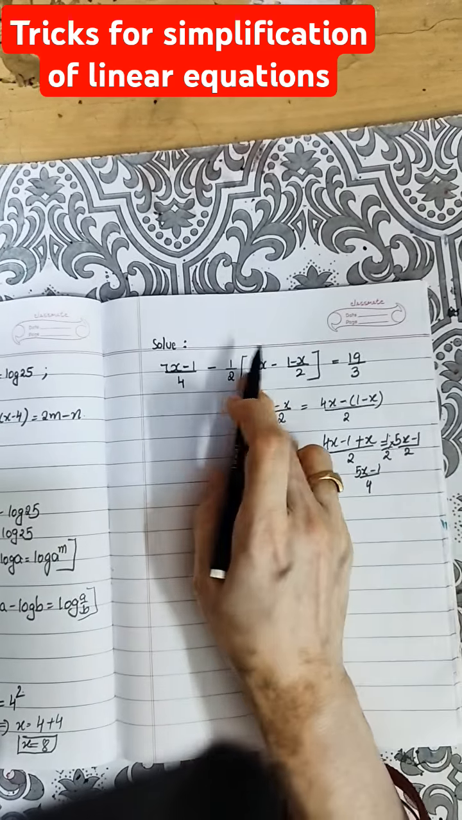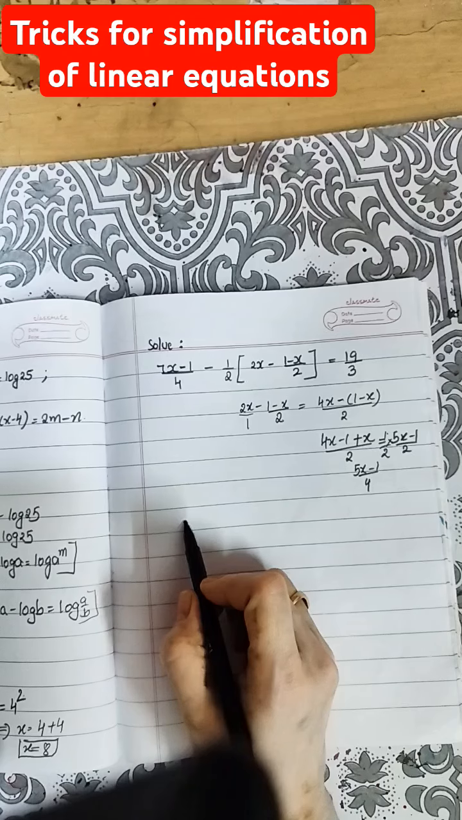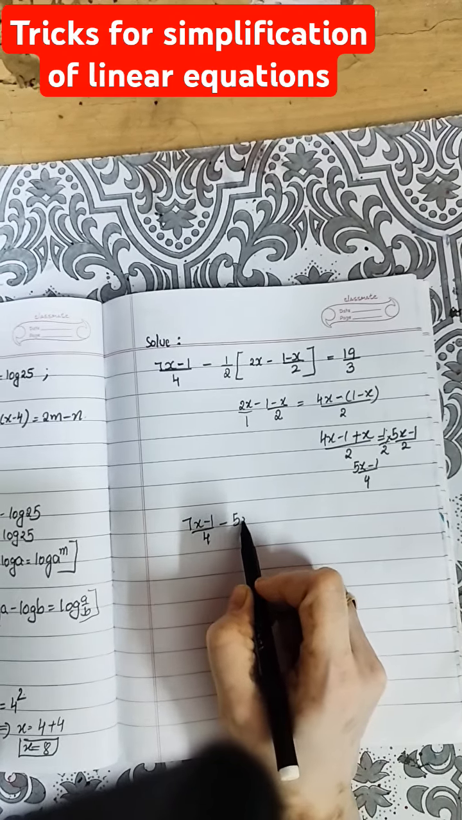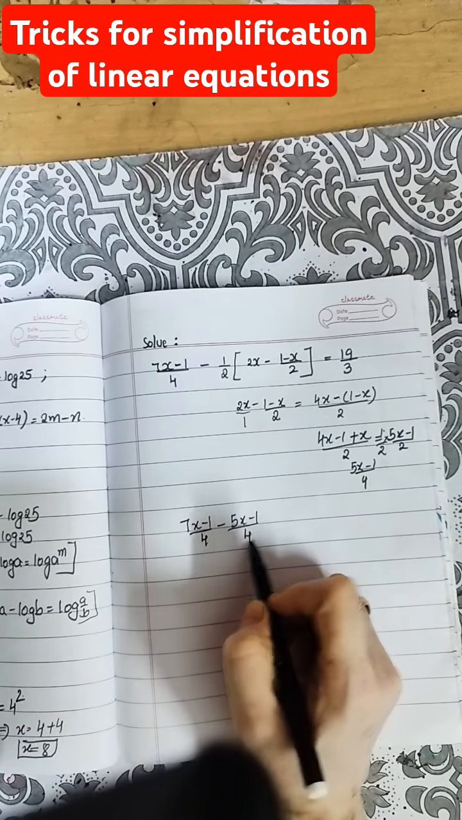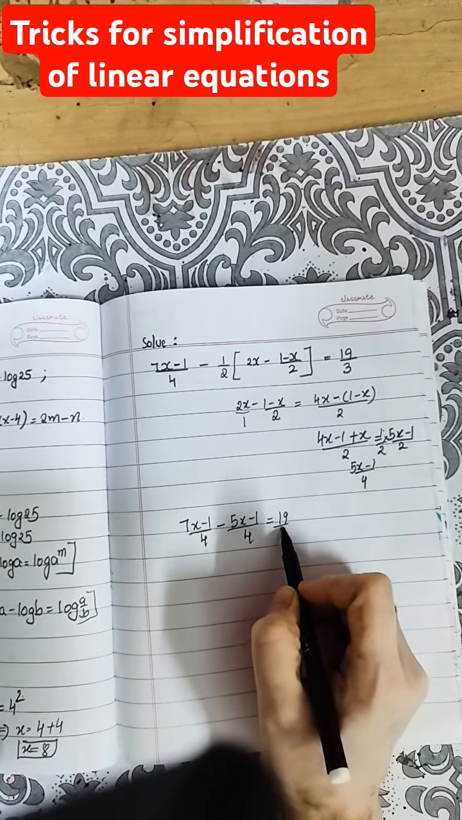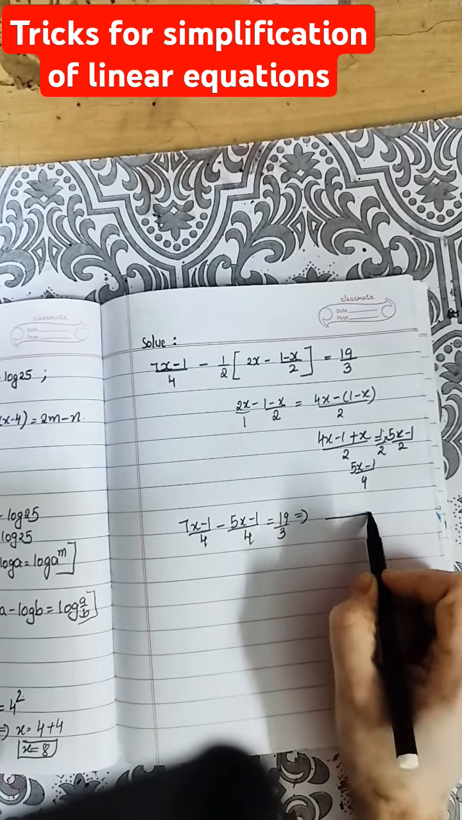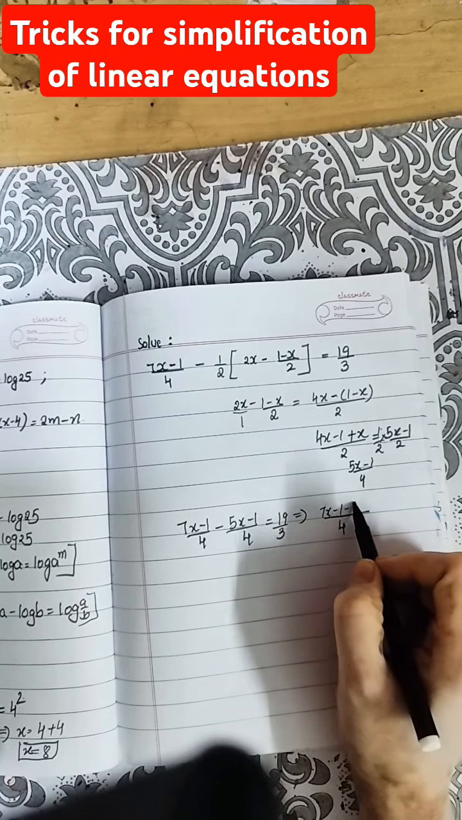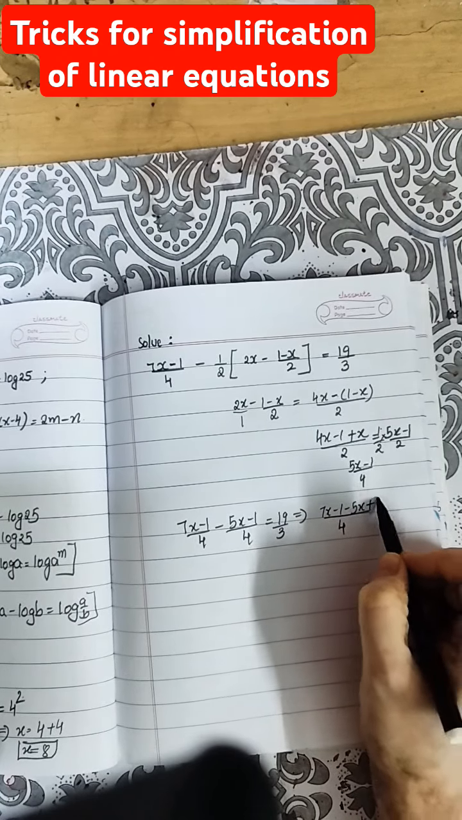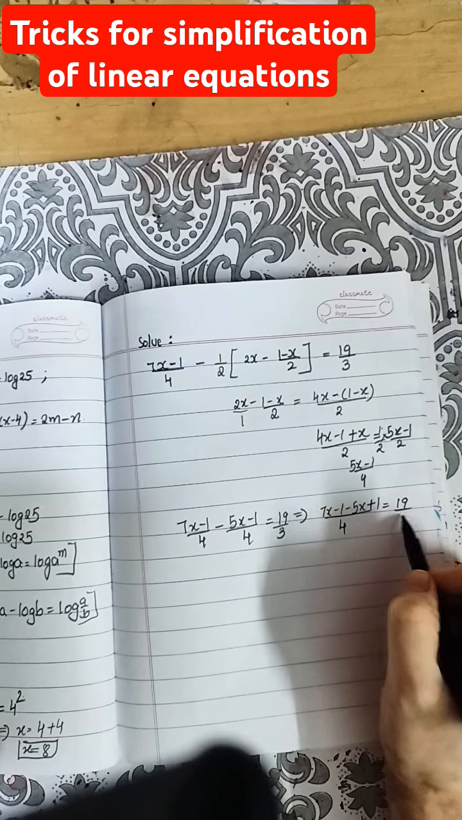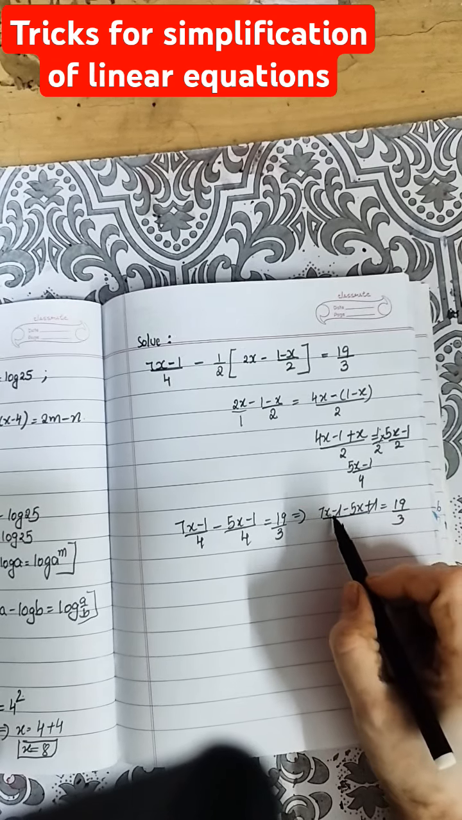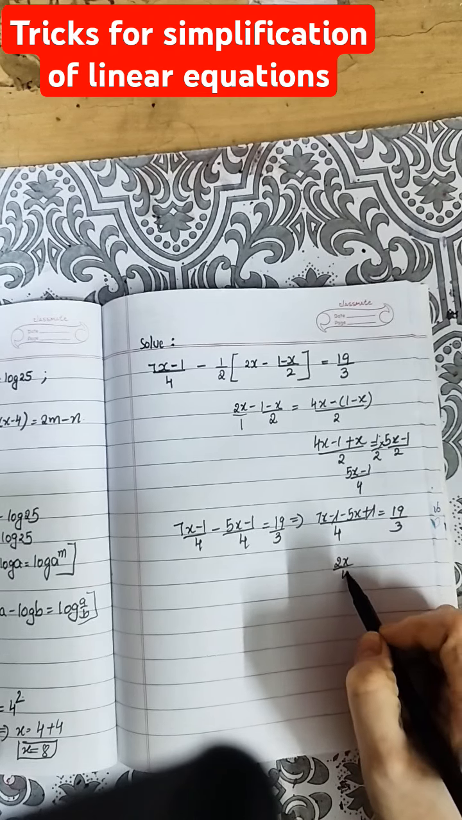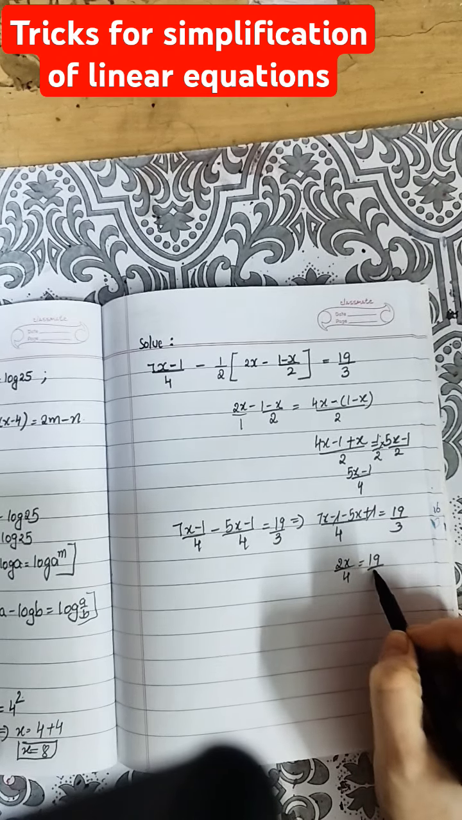Okay, this term, the full term. So 7x minus 1 by 4 minus 5x minus 1 by 4 equal to 19 by 3. So the common denominator is 4. So 7x minus 1 minus 5x plus 1 equal to 19 by 3. So minus 1 plus 1 cancels. 7x minus 5x is 2x by 4 equal to 19 by 3.